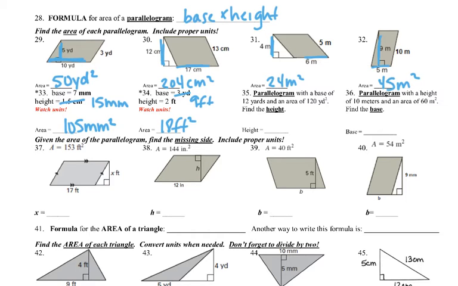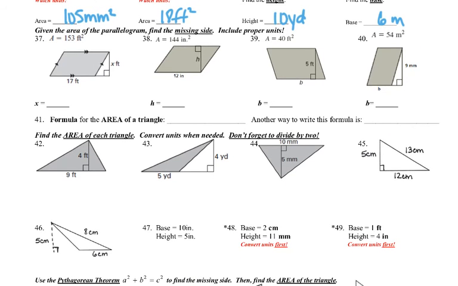Here I'm going to divide. 120 divided by 12 is 10 yards. 60 divided by 10 is 6. I guess that's meters. Moving on here, the area is given. Find the missing side, so we're going to divide. 153 divided by 17, 9. 144 divided by 12, 12. 40 divided by 5, 8. 54 divided by 9, 6.